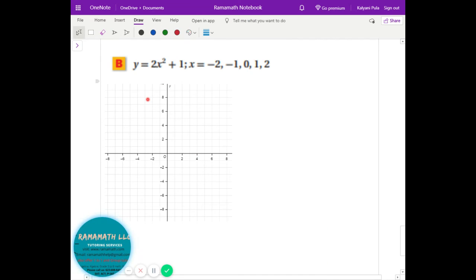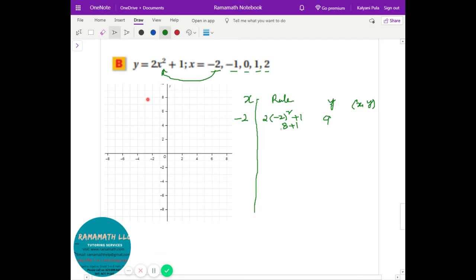Now let's look at the next question. It's y equals x squared plus 1. The x values are given: -2, -1, 0, 1, 2. Now let's make an input-output table and see what we can get out of this. Then we can see what type of graph we get. So x is the input: -2, -1, 0, 1, 2 are the inputs. You plug them into the rule, and then you get the y value, and we can write the ordered pairs. And we can plot them and see what kind of graph we get. And the positive 9. So that's the ordered pair. Does that make sense?